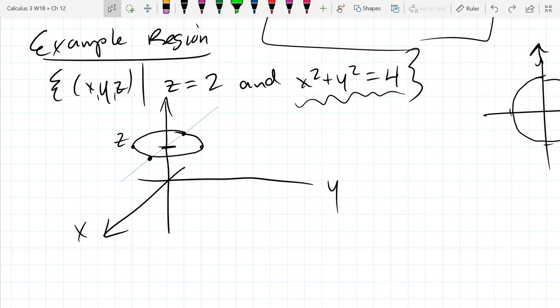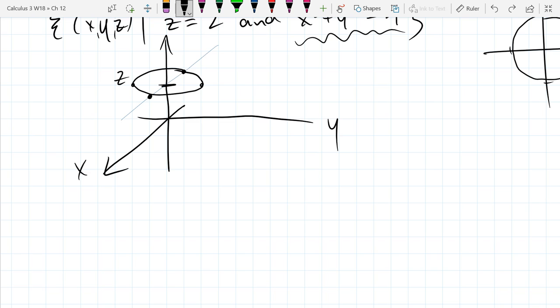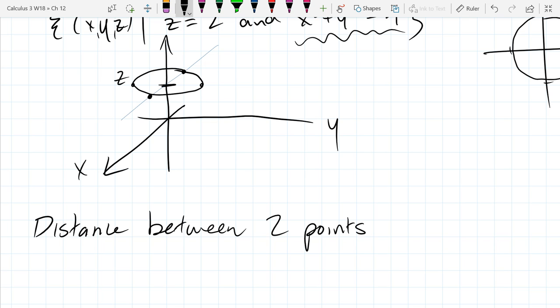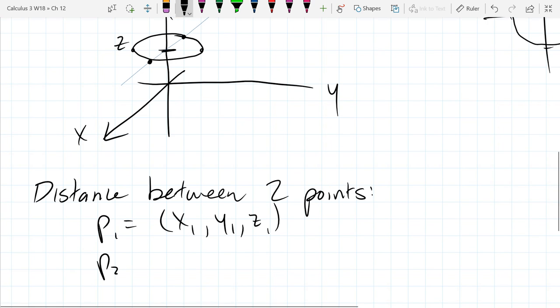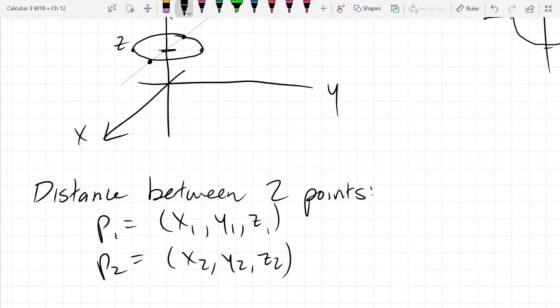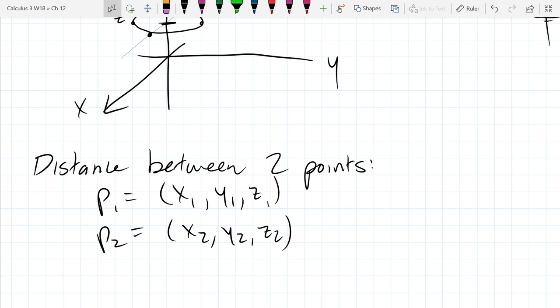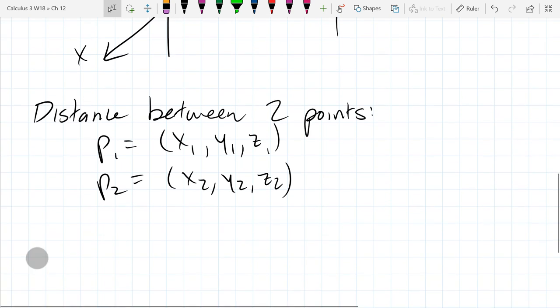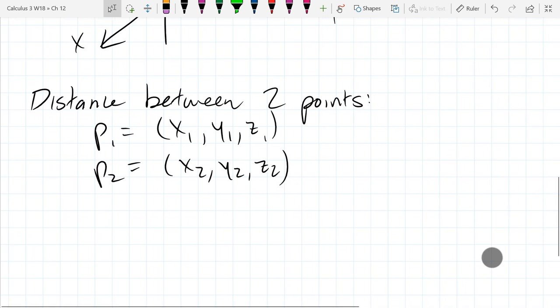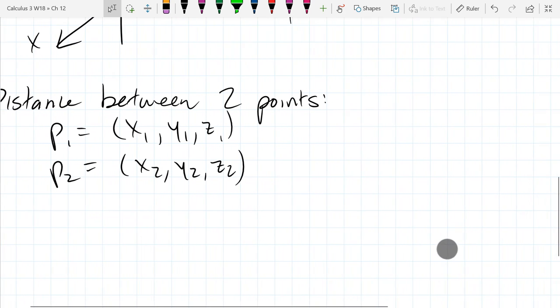So we'll do distance next. Point one, we'll use x1, y1, z1, and point two, we'll get creative and call it x2, y2, z2. So I want to know what's the distance between these two points. So let's talk about the good old days, distance in two dimensions.